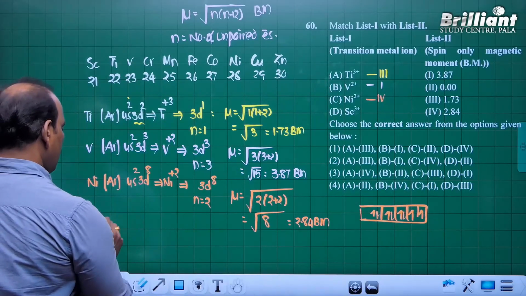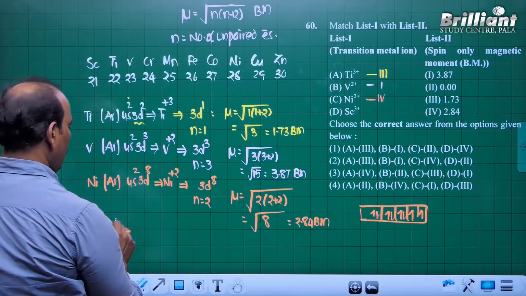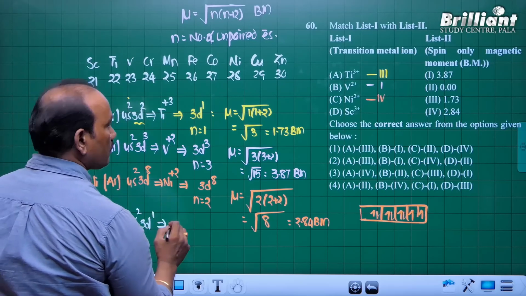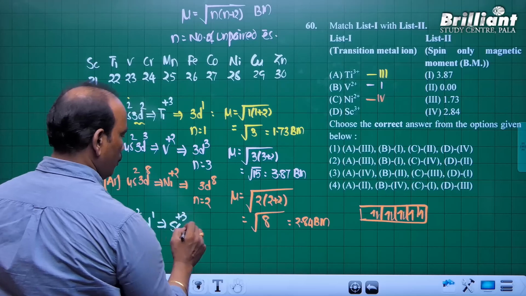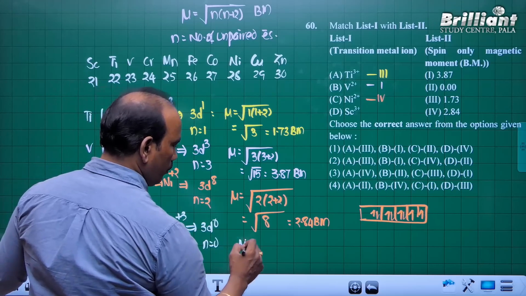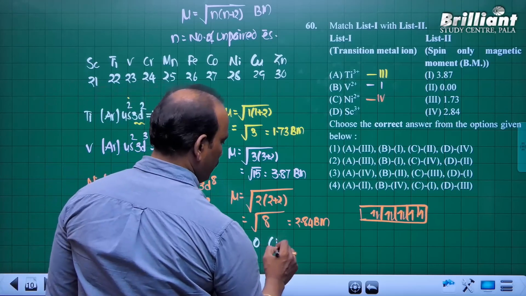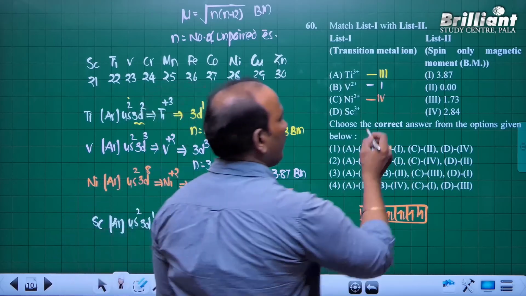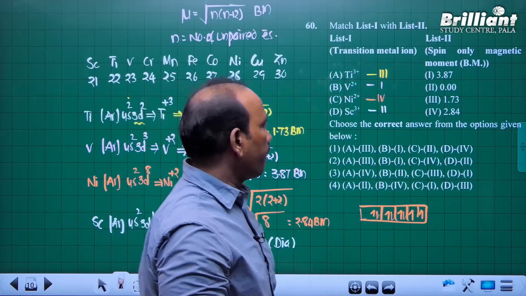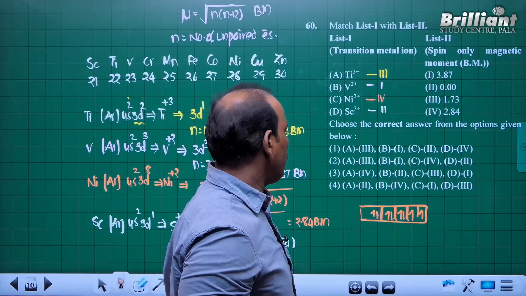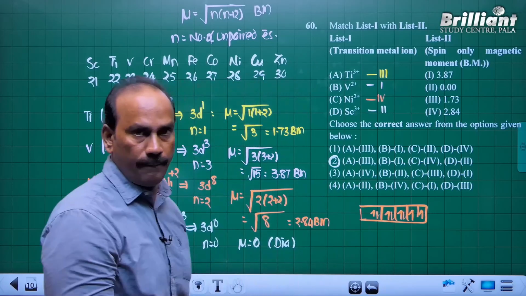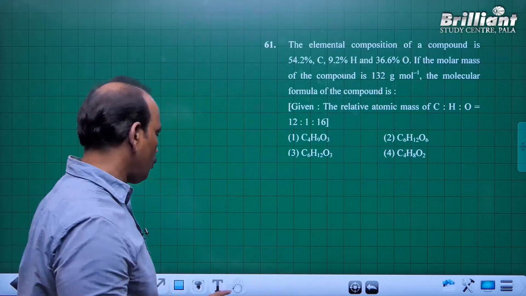Scandium is Z equal to 21. Argon core, 4s2 3d1. Scandium plus 3, so no d electrons. N equal to 0. Mu equal to 0. Dia is dia. So that value is equal to 2. Option is 3, 1, 4, 2. Option is this one. Okay.